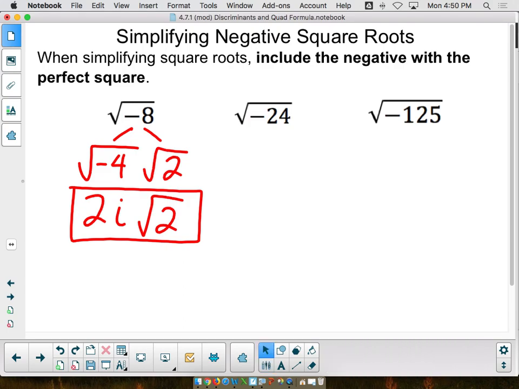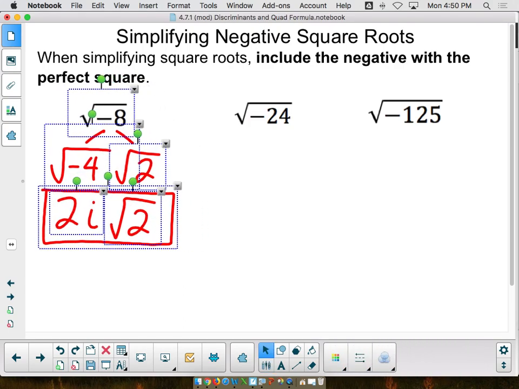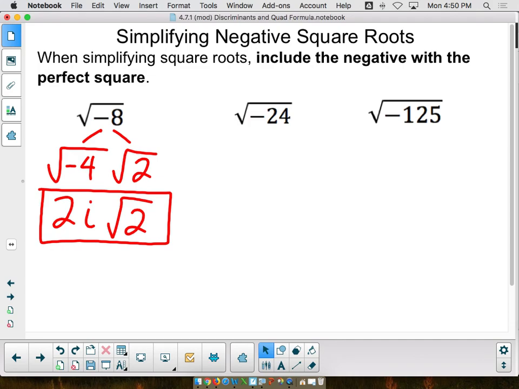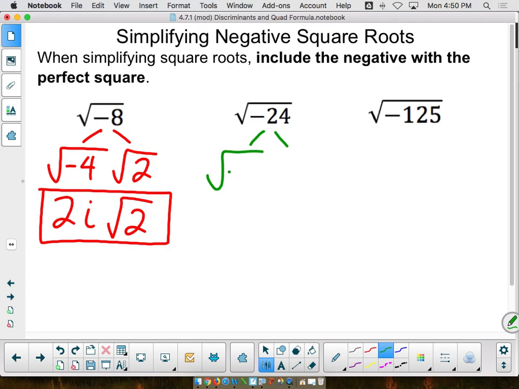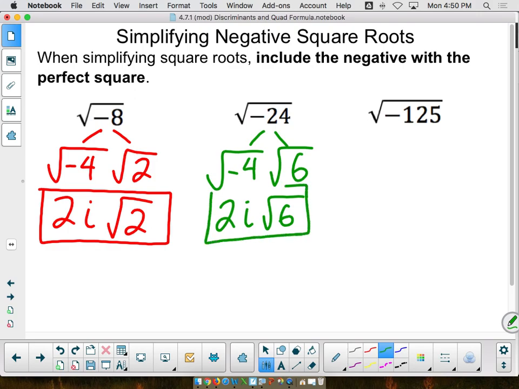Same sort of thing if we take a look at the square root of -24. Again, 4 goes into 24. So we're going to take the square root of -4 and the square root of +6, which I don't know the square root of. So this becomes 2i root 6. 6 cannot be broken down further because 4 doesn't go into 6, and 9, 16, obviously numbers that are greater than 6 won't work. So that's just 2i root 6.